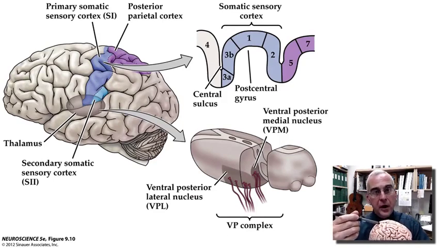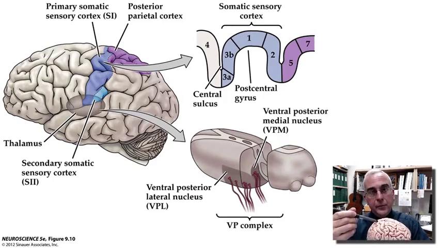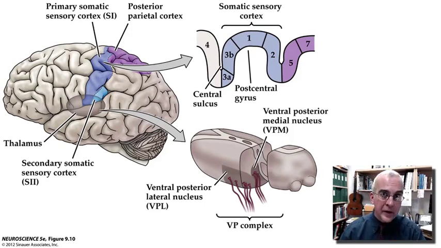The reason why it's primary is that it's the first part of the cortex to receive input about mechanosensory information. And in anatomical terms, it's the part of the cortex that receives input from the somatic sensory thalamus. That is the ventral posterior lateral and ventral posterior medial nuclei.